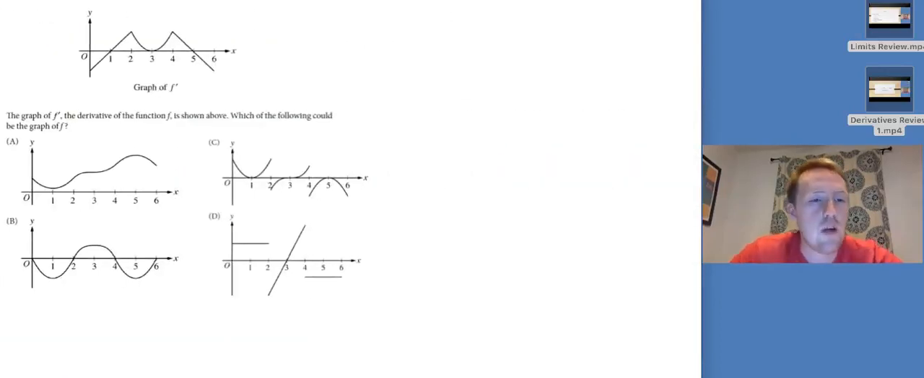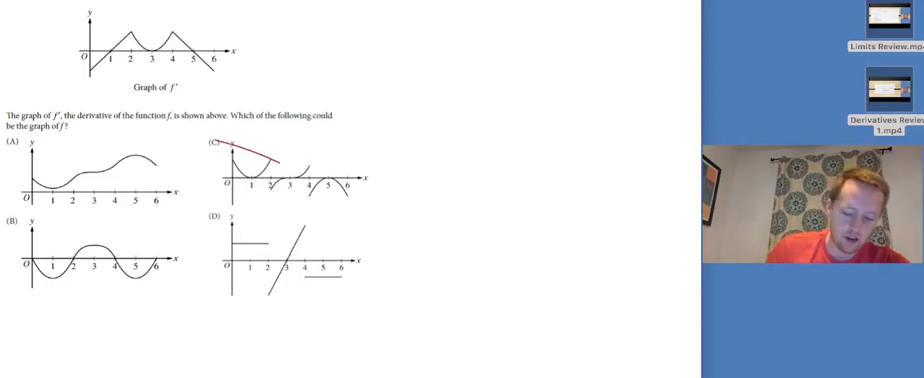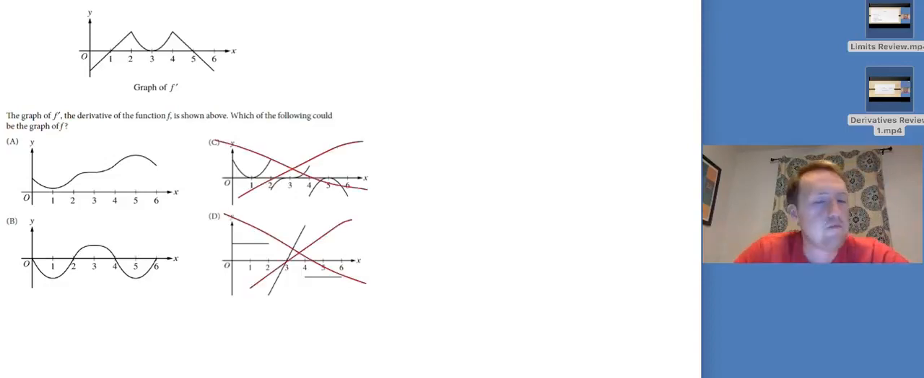Okay, now I'm going to look at the graph of f prime. The derivative of the function f is shown above. Which of the following could be the graph of f? First thing I'm going to do, I see 4 answer choices at a time, so let me try to eliminate something quickly. F prime exists for all x values from 0 to 6. That means there should be no cusps, corners, discontinuities, or vertical tangent lines in my original function f. Well, I see discontinuities, I see discontinuities. Can't be it. So it's either A or B.